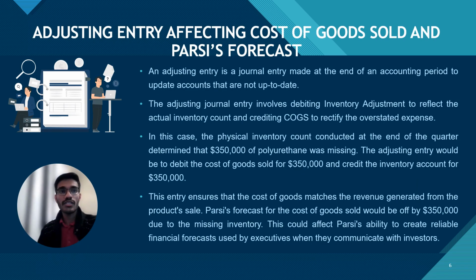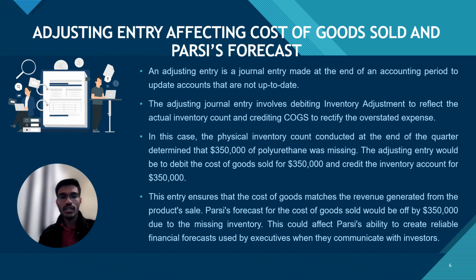Coming to the next, adjusting entry affecting cost of goods sold and forecast. An adjusting entry is a journal entry made at the end of the accounting period to update accounts that are not fully up to date, as we already discussed in the introduction.